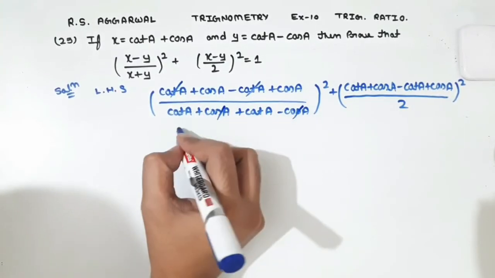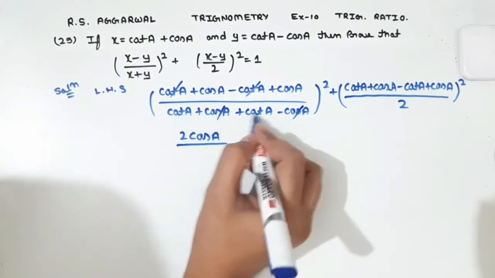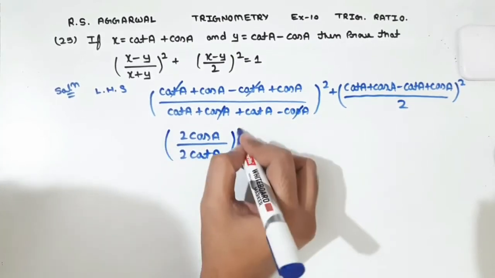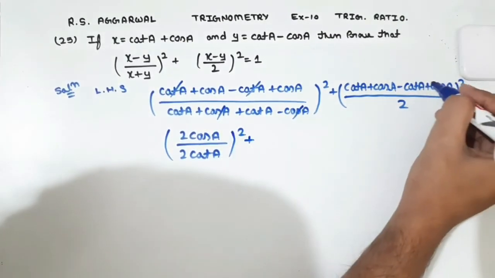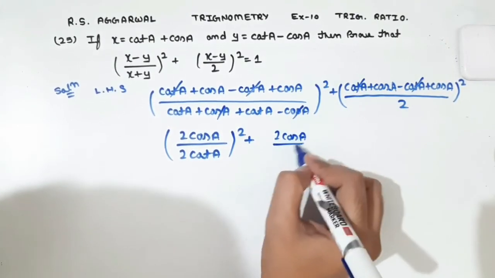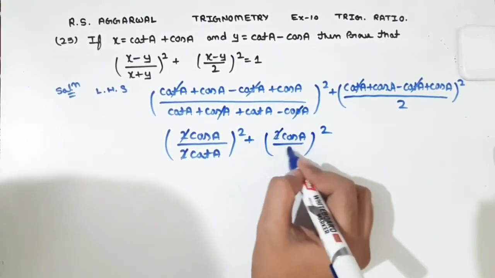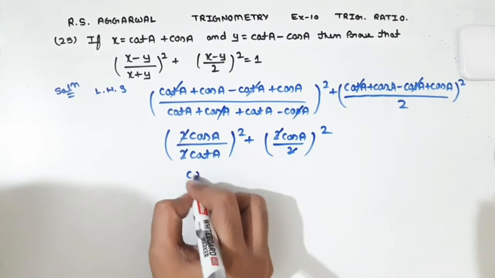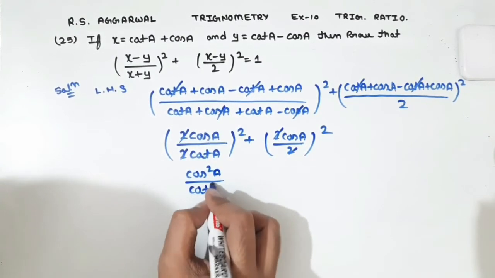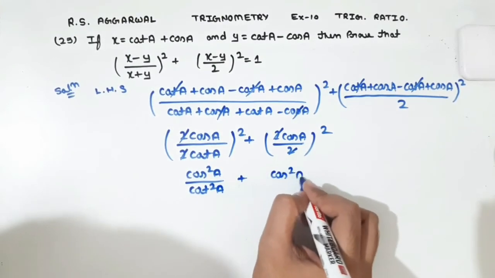So this will be cos a plus cos a, 2 cos a upon cot a plus cot a, 2 cot a, whole square plus here cot a will be cancelled out, 2 cos a upon 2 whole square. So this will become cos square A upon cot square A plus cos square A.